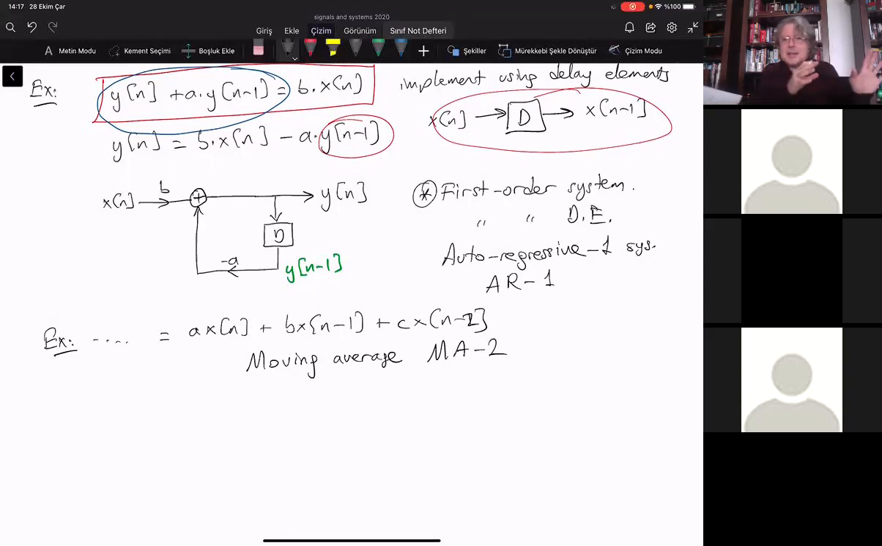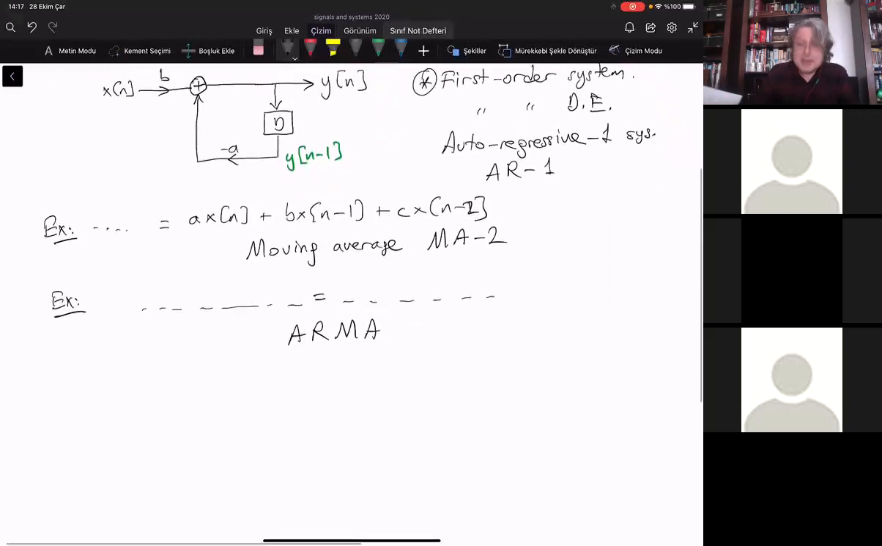So this is moving average 2, which is notated as MA2 or something like that. And if the left-hand side is autoregressive and the right-hand side is moving average, then the last example is, so at the left-hand side, we have a lot of delays equals a lot of delayed versions of the input, x, combined all together. We are going to call such systems ARMA, which means autoregressive moving average. That's simple.